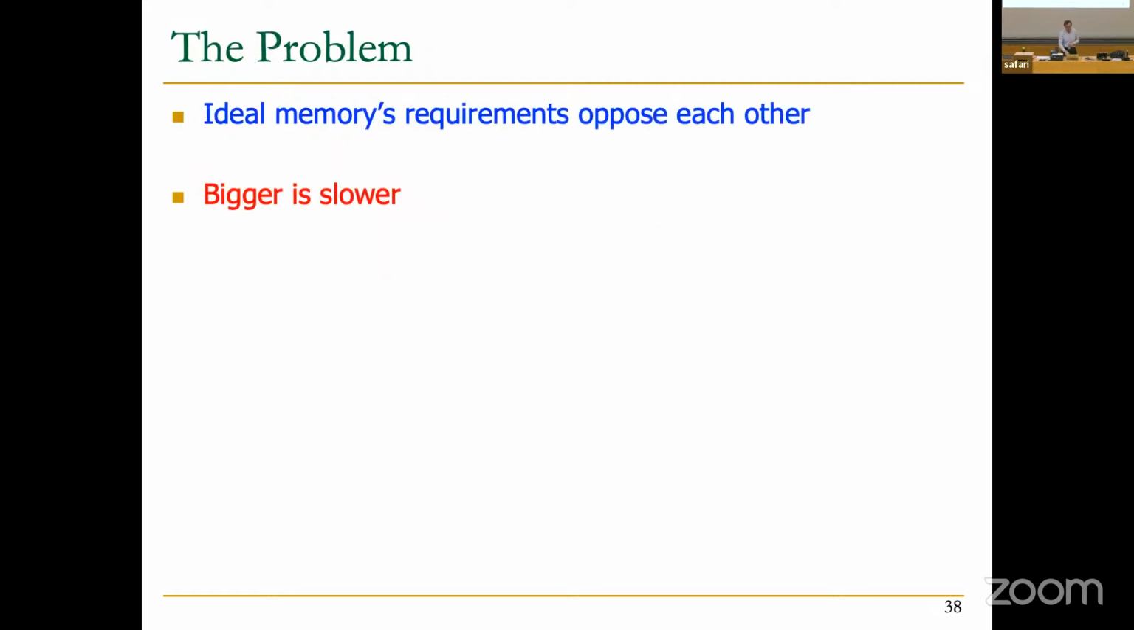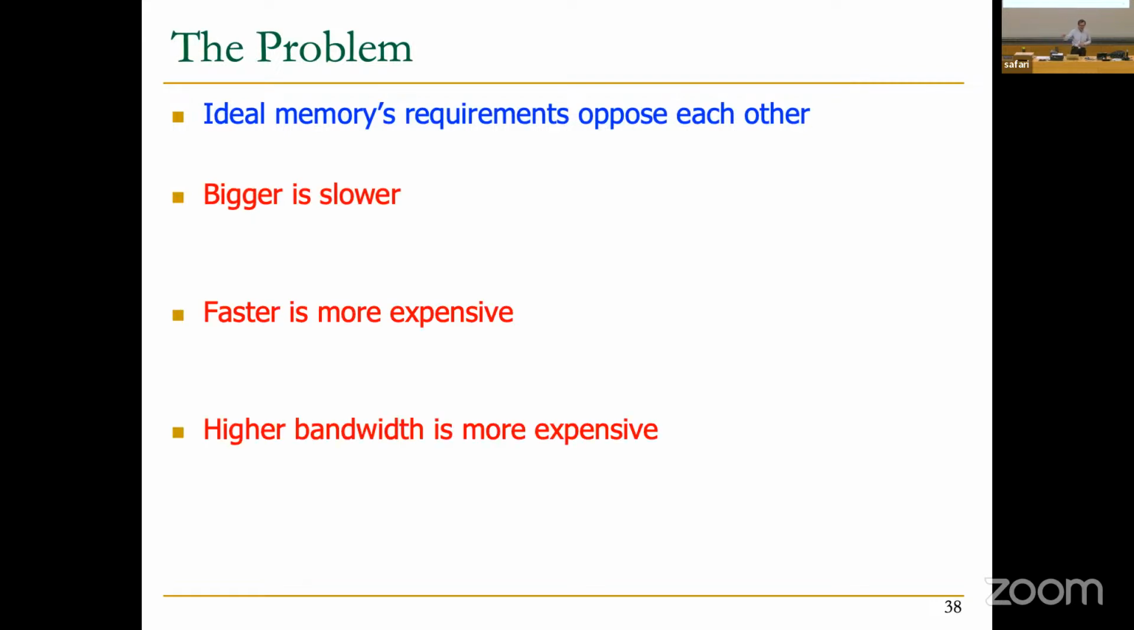Okay, so basically bigger is slower, faster is more expensive, and higher bandwidth is also more expensive if you want to add another dimension to this. Why bigger? If a memory is monolithically bigger, it takes longer to determine the location. Now you know why. Because you need to drive the word lines and you need to drive the bit lines, right?